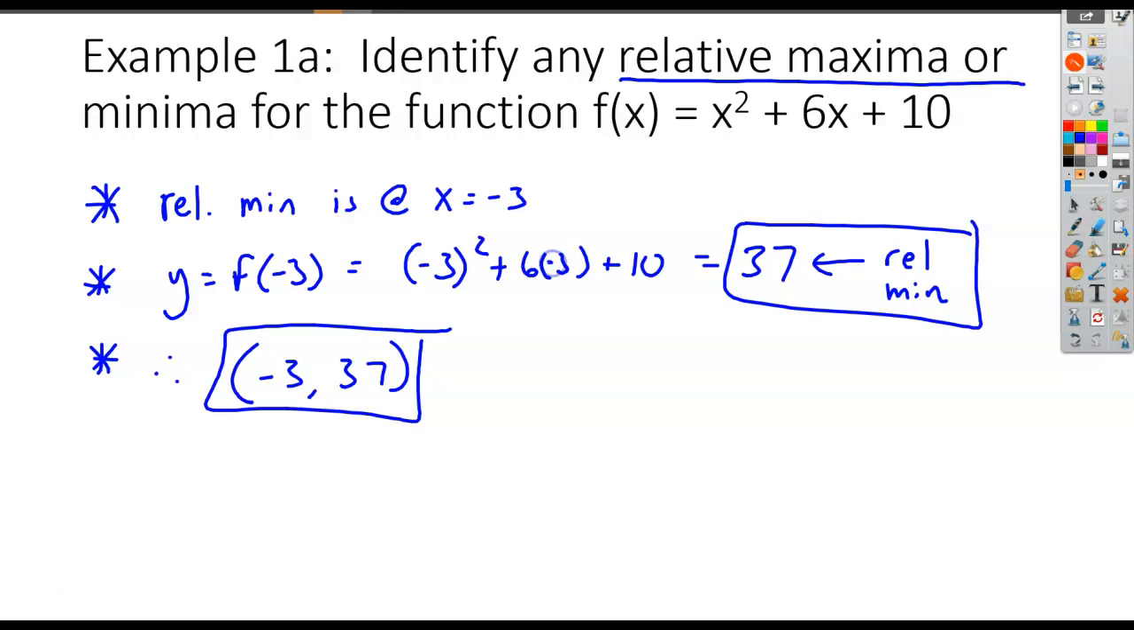This was supposed to be a -3, so that's 9 minus 18, which is -9, plus 10, which is actually 1. So let me fix that. There we go. My bad.